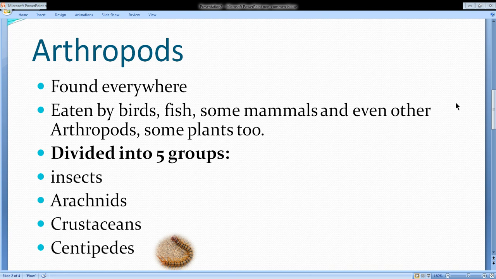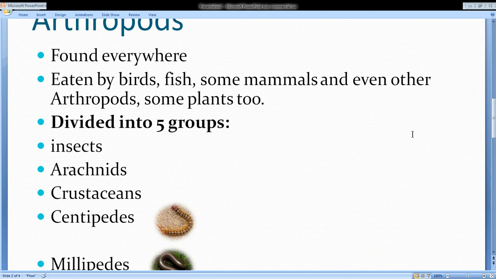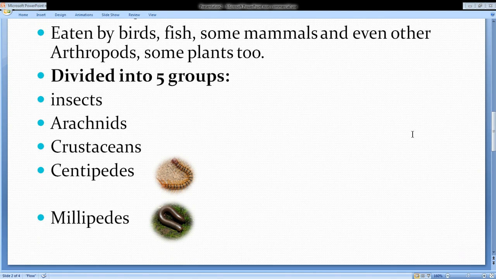Number one, they are found everywhere: on land, in trees, in water, and even underground. And they're eaten by birds, fishes, even some mammals, and other arthropods, and some plants too. To understand it better, scientists have divided these into five groups: insects, arachnids, crustaceans, centipedes, and millipedes. Insects, we all know, beetles for example. Arachnids include spiders and scorpions. Crustaceans include crabs. Then centipedes, picture you can see on my screen, and millipedes also. It looks like a worm.